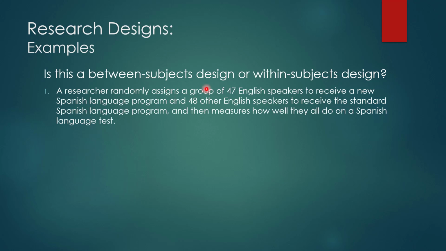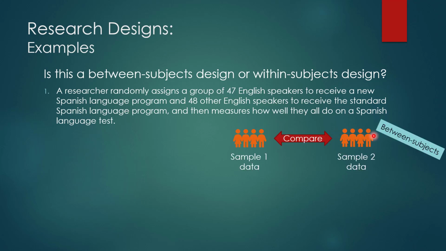So let's think here. Is this a between subjects or within subjects? Are the measurements going to be independent or repeated? So we take our sample, we randomly assign 47 English speakers to a Spanish language program, and 48 other individuals to a different language program. And then we measure how well they'll do. Sounds like we're going to get one measurement for each person in the study. These measures will be after a new language program is used. These measures will be after a standard language program is used. So do you think it's between subjects or within subjects?